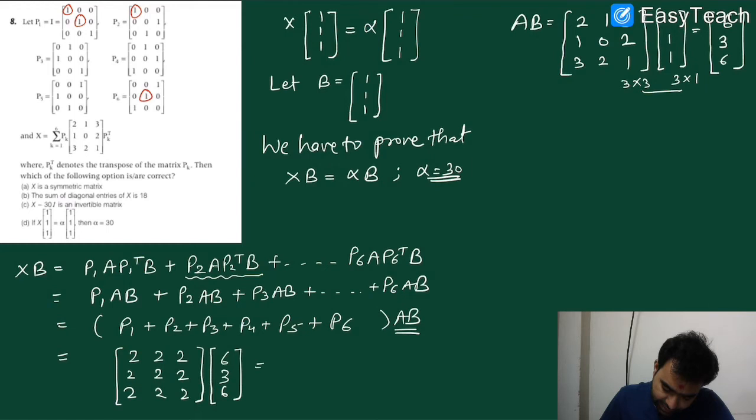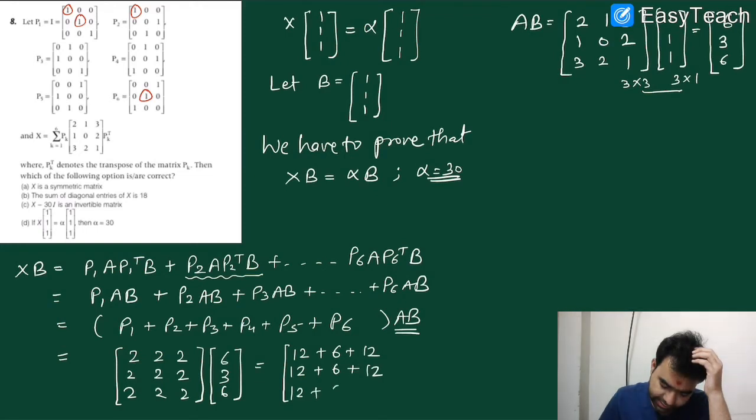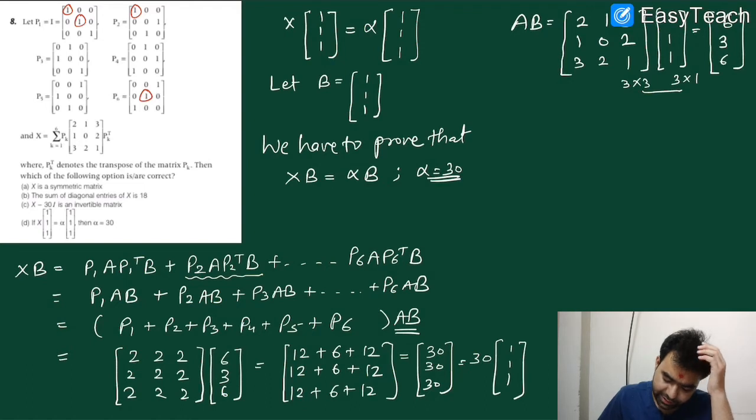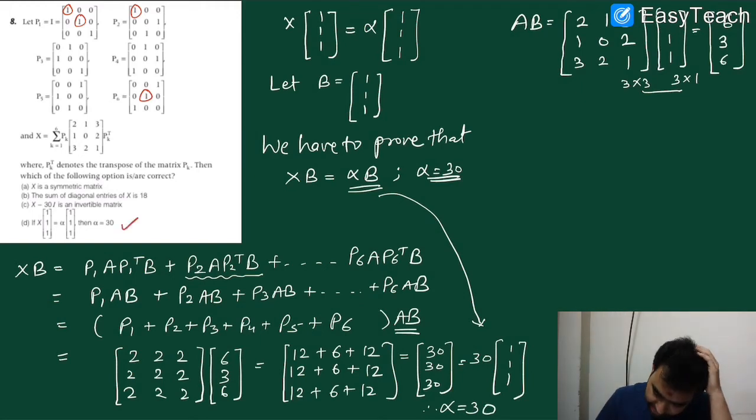Okay. So when I multiply this, so again here matrix multiplication possible. So when I multiply, so 12 plus 6 plus 12. Here 12 plus 6 plus 12, and here also 12 plus 6 plus 12. Yes. So this is 30, 30 and 30. So if I take 30 common, I will get 1 1 1. So yes, if I compare this with alpha B, I can say that alpha is equal to 30. So that's what is given here. Therefore this is also correct.